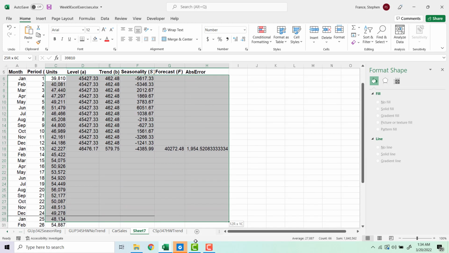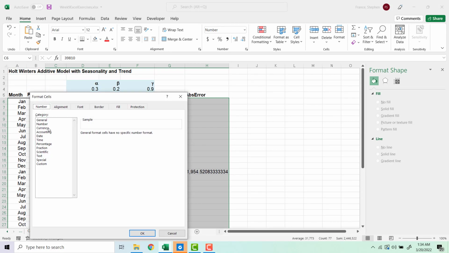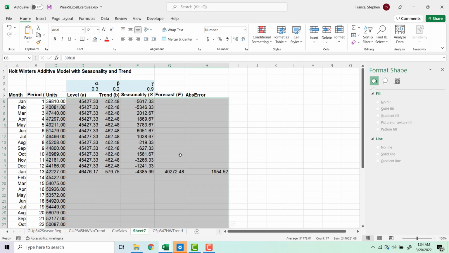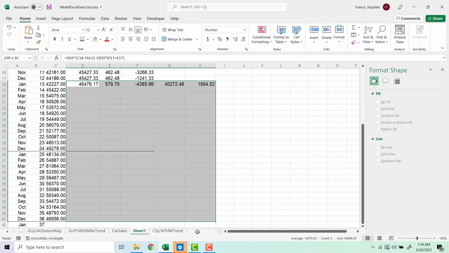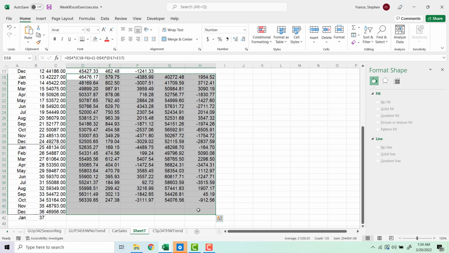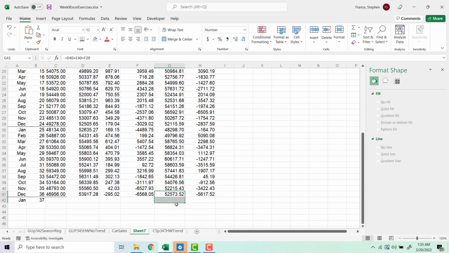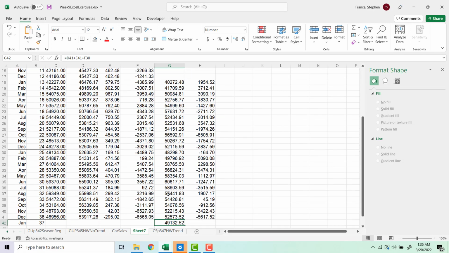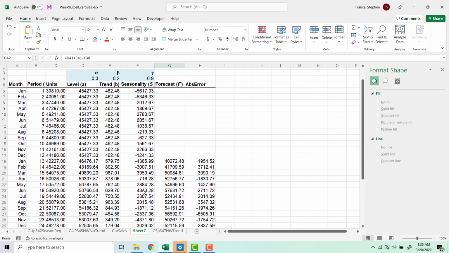Actually, while we're here, let's just put everything on the same number of decimal places. Okay, so we should just be able to drop this down now. That's looking pretty good. And the actual forecast, we could probably drop down one more. But obviously, we don't know the actual values there. And so that's our model.